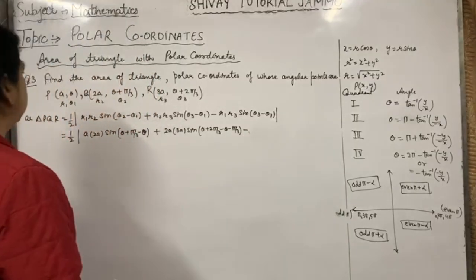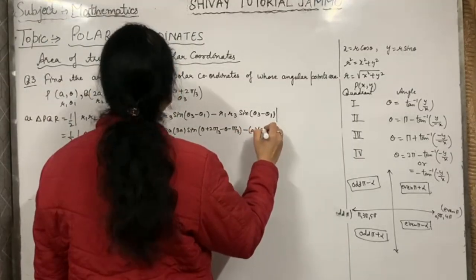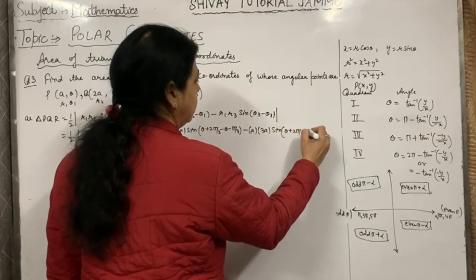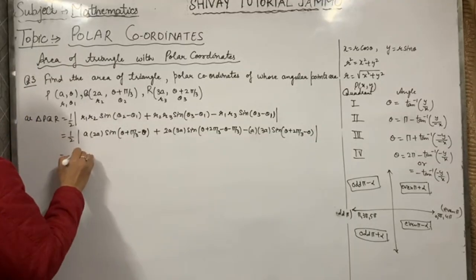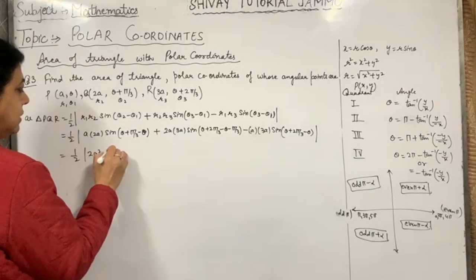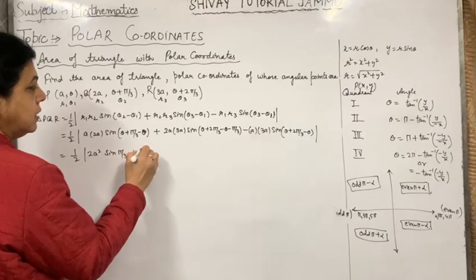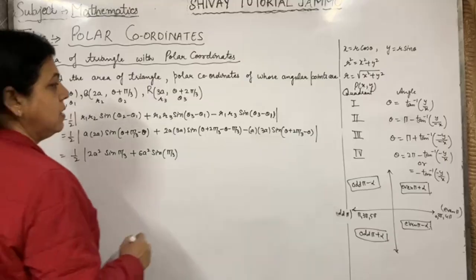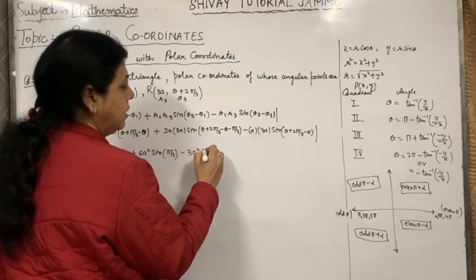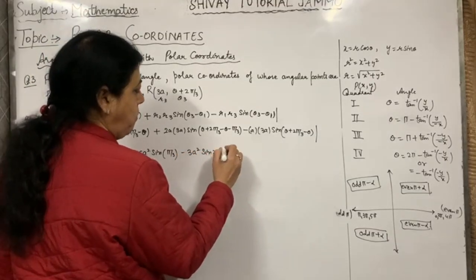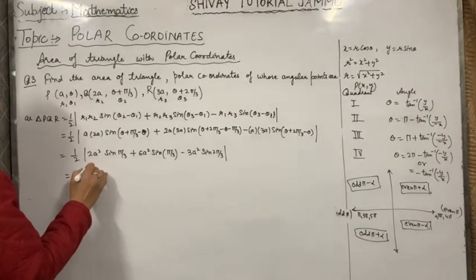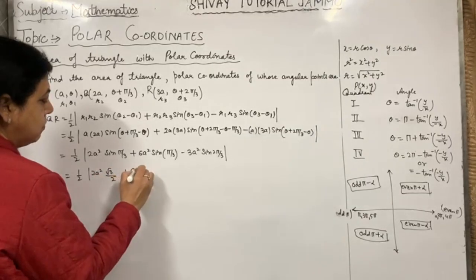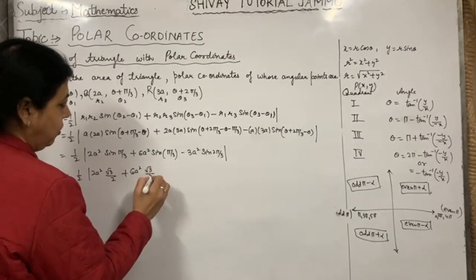Next is R1, R3. A with 3A sine theta plus 2 pi by 3 minus theta. Clear? Then it will become twice a square sine pi by 3, 6a square sine pi by 3. Clear? This is 3a square sine 2 pi by 3. Twice a square sine pi by 3, root 3 by 2. This is root 3 by 2.